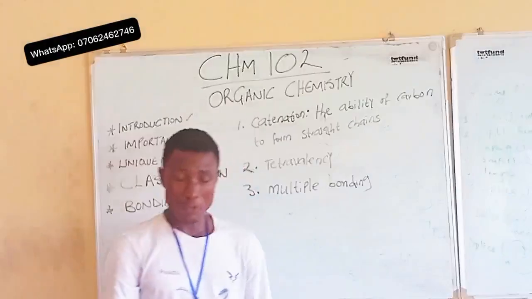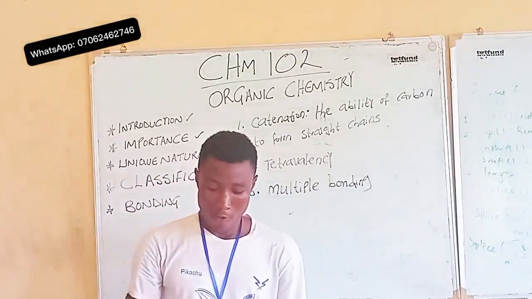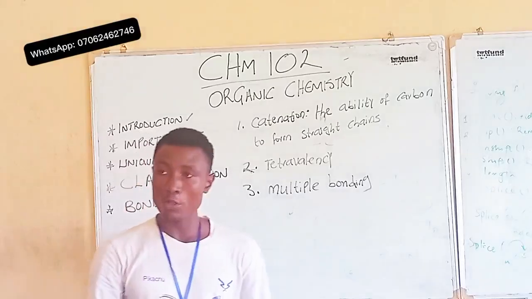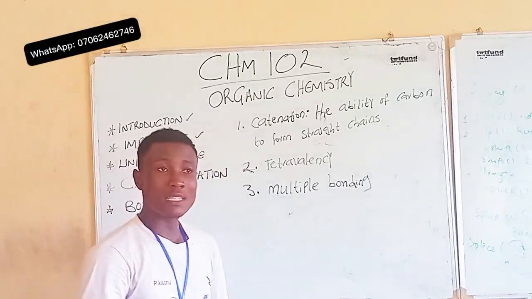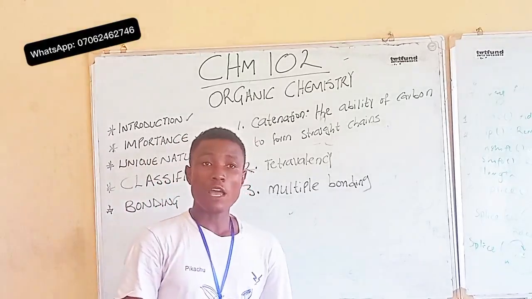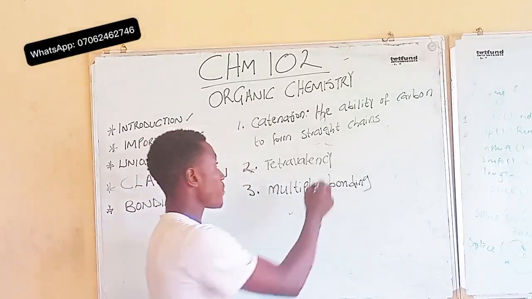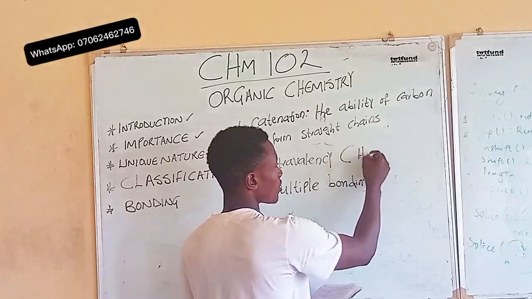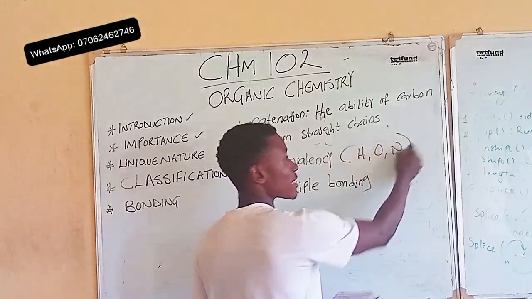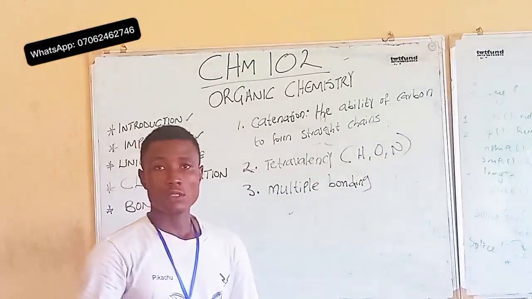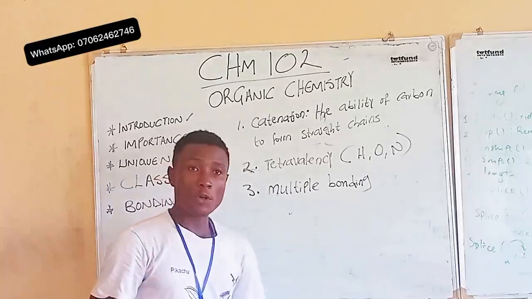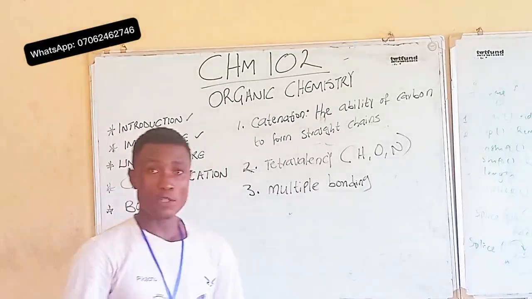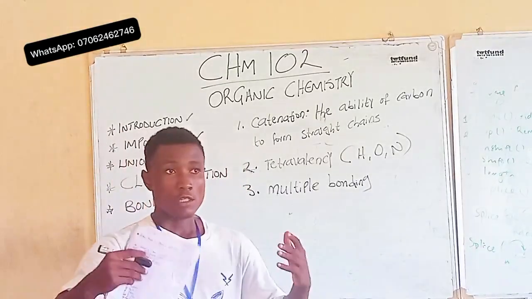Now, talk about the tetravalency. Remember, I said that carbon forms four covalent bonds with other atoms. Now, the atoms carbon forms these covalent bonds with are simply hydrogen, oxygen, and nitrogen.